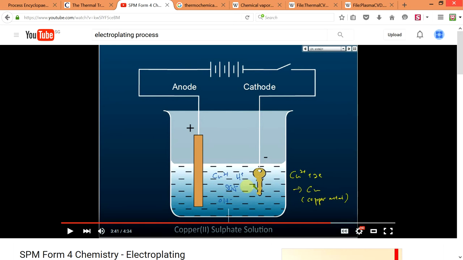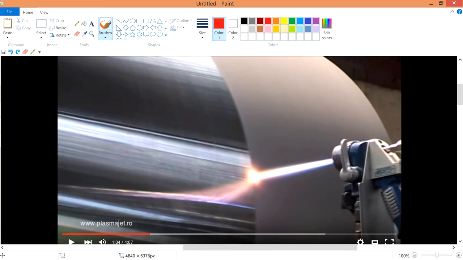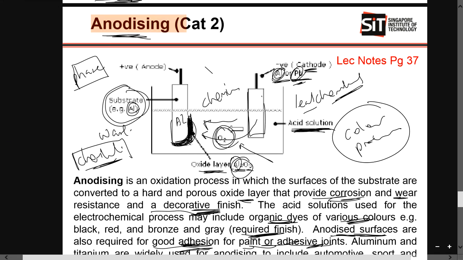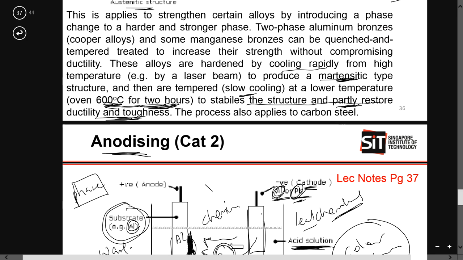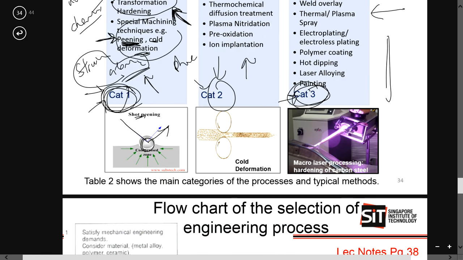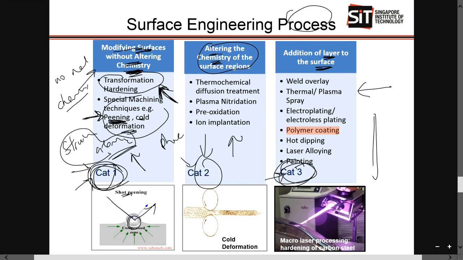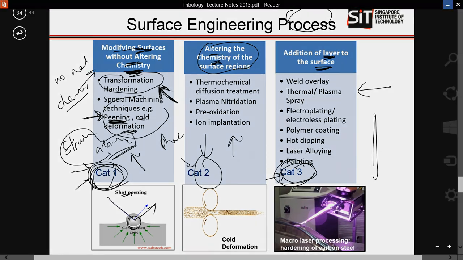Some chemical reaction occurs that creates a surface. Alright, and this explains, I also don't know why anodizing is in Cat 2. That's a good question. I don't know. So after knowing electroplating, let's talk about polymer coating now. So next up is the polymer coating. Alright, let's take a look at what it is all about.